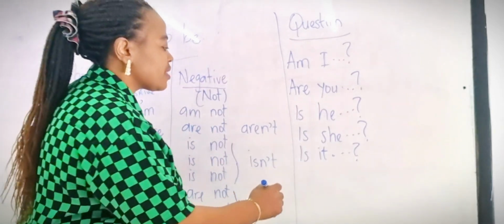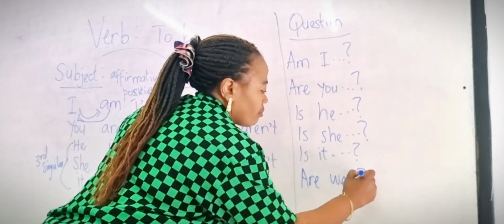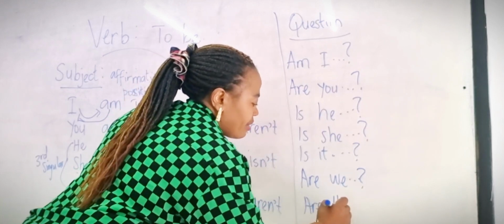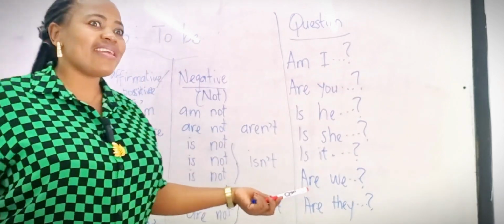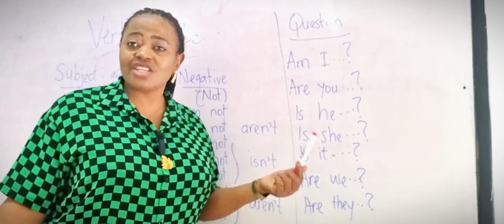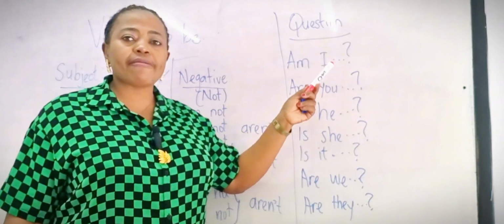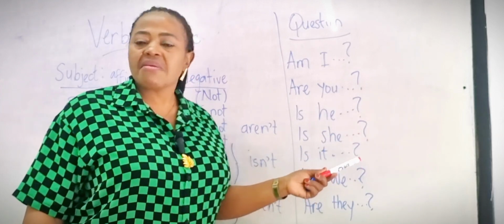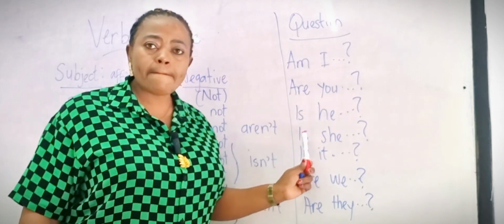Okay. And we also have we and they. We are becomes are we? And are they? So we have, are they teachers? Are we in class? Are we teachers? So when it comes to questioning, you realize that you always have to put the question mark. Because if you don't put the question mark, it becomes something different, even though you begin with the verb to be.